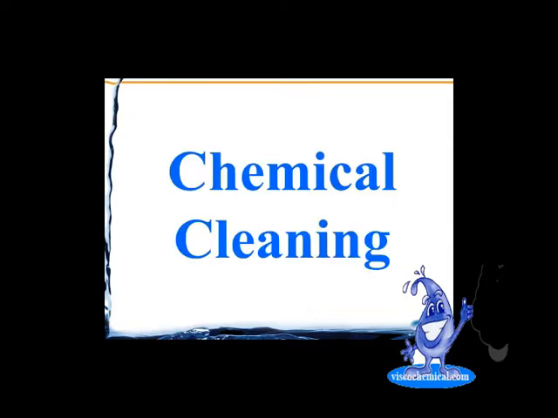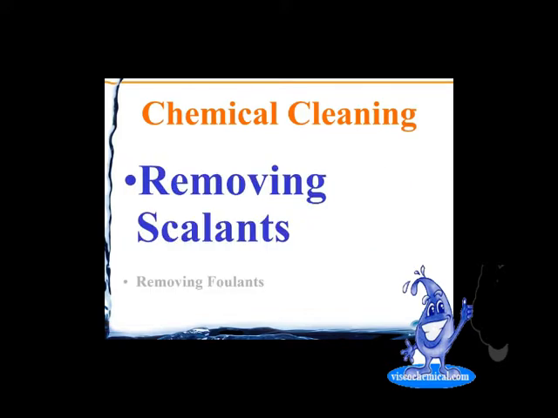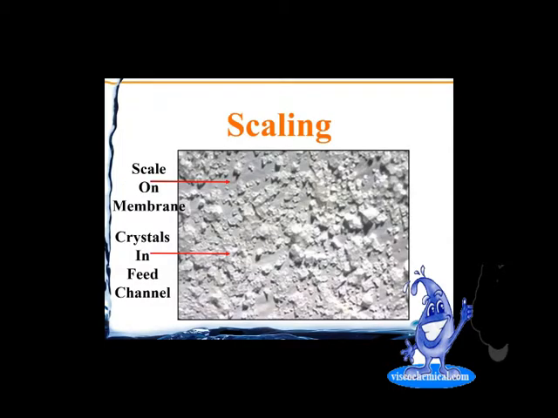All right, let's go over some just general information on chemical cleaning. So we're cleaning to remove scalants and foulants. One other problem that RO units can experience, which is membrane damage, is not amenable to chemical cleaning. So we're only going to be talking about cleaning scalants and foulants. So I want to do the common sense version of how to remove scalants.